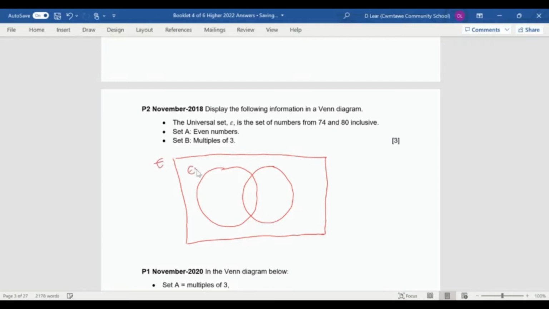Set A is even numbers, so I'm going to write even there. And set B is multiples of 3. So I'll put multiples of 3 there. Okay. And the numbers that I'm putting on are everything from 74 to 80, including 74 and 80.